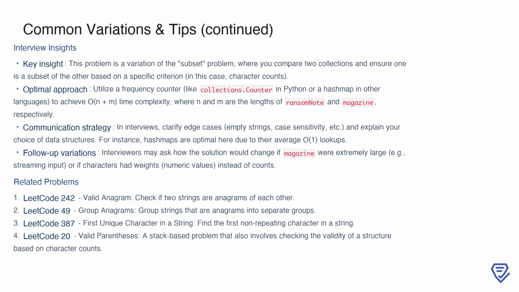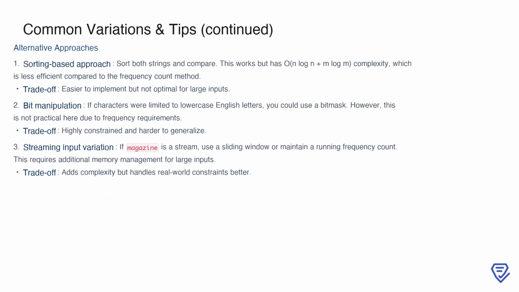Additionally, exploring related LeetCode problems can deepen your understanding. For instance, Valid Anagram focuses on character rearrangement, while Group Anagrams extends this concept to clustering strings. Problems like First Unique Character in a String or Valid Parentheses also involve character-based operations, making them great practice for honing similar skills. There are alternative approaches to solving the Ransom Note problem, though they often involve trade-offs.